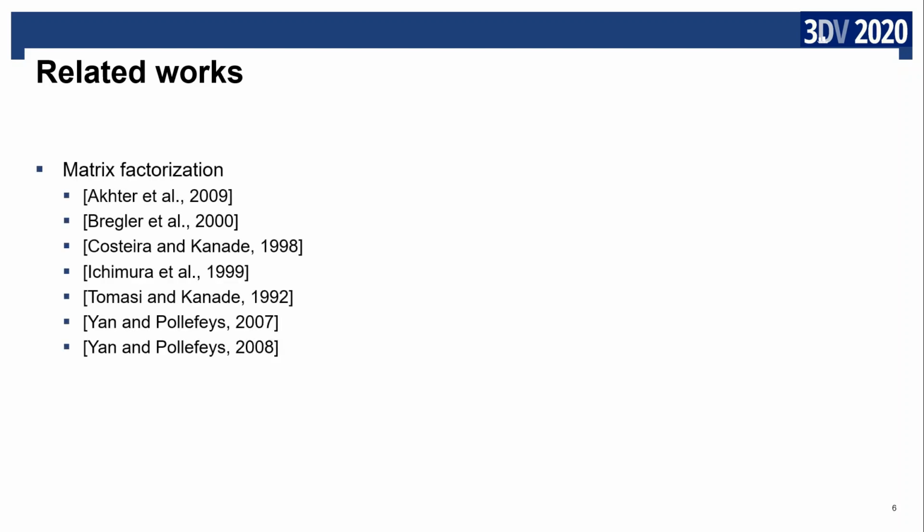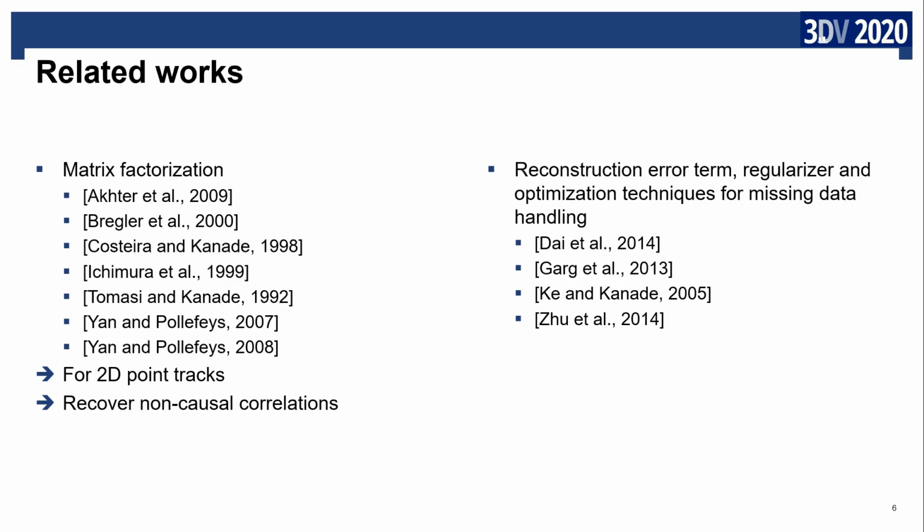Existing methods approach this problem in different ways. There has been a lot of work on the non-rigid reconstruction from 2D point tracks, which formulate the problem as matrix factorization. Due to the problem of finding suitable data source, they are proposed for 2D point tracks and can recover non-causal correlations such as the left arm and the right leg for a walking person. Many works were on finding the most suitable reconstruction error term and regularizer. However, it has been shown that the method performs poorly if missing data is structured, as in our case.